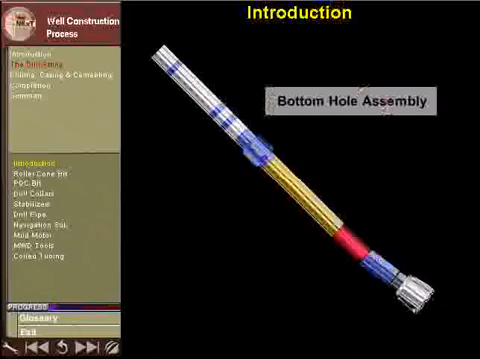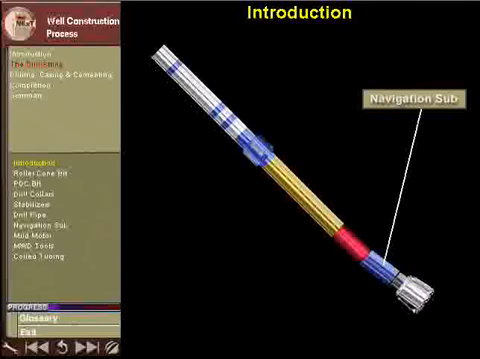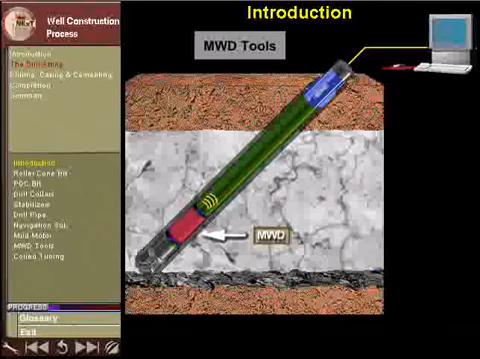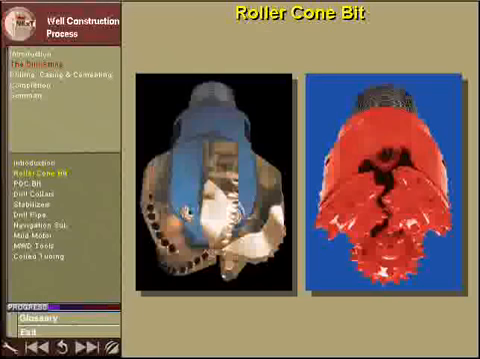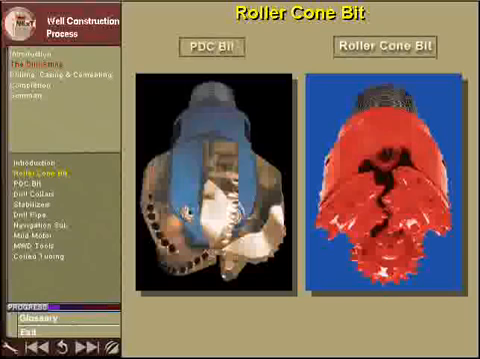the drill string. For directional drilling, additional tools are installed in the bottom hole assembly. These tools include the navigation sub, the mud motor, and measurement while drilling tools. In slim hole drilling operations, coiled tubing can be used instead of drill pipe. There are two main types of drill bits used today: roller cone bits and polycrystalline diamond compact, or PDC bits.